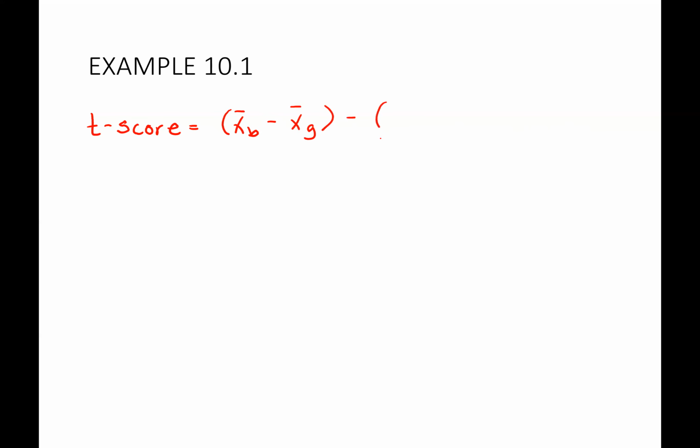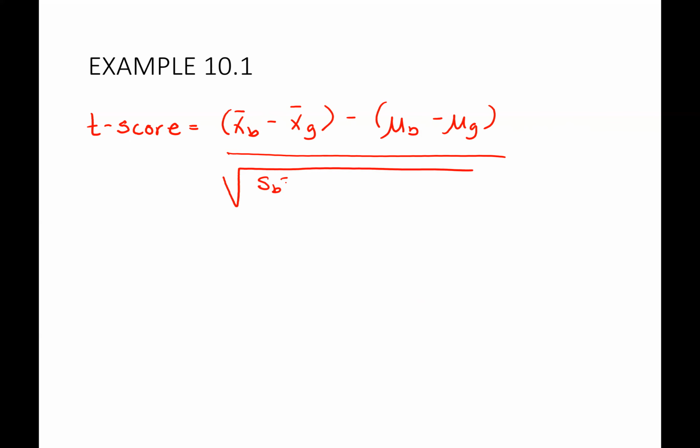So here's our formula. I'm already getting tired just looking at it, just writing it. Okay, now the assumption is we don't know anything about the population means, but our assumption is that they're the same. That's what we're trying to test. So mu sub b minus mu sub g is zero, okay?